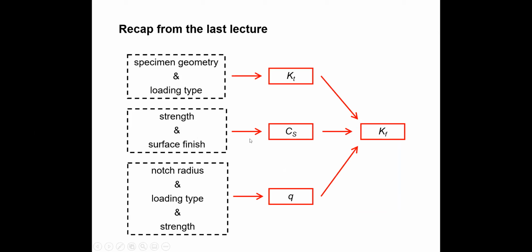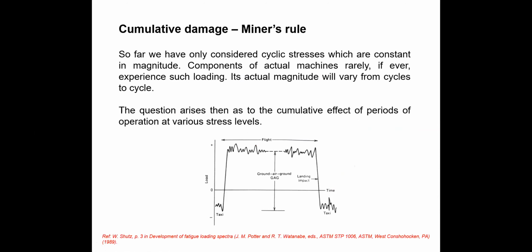So these are the parameters, the variables that govern the Kt, Cs and q, and all those things govern the Kf value. Specimen geometry and loading type govern the Kt; strength, surface finish, radius and loading type govern the q value. If you don't remember these parameters, I already explained how we can get them from the graph. Last time we discussed this. So today we will discuss an additional thing.